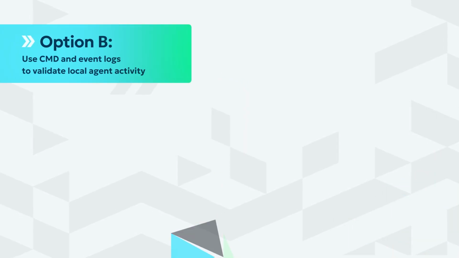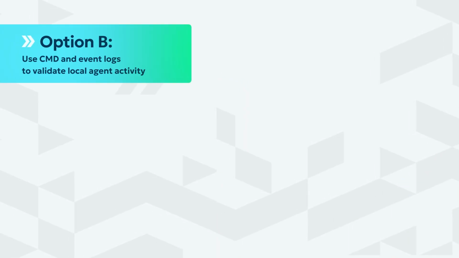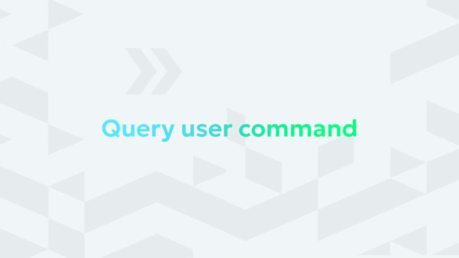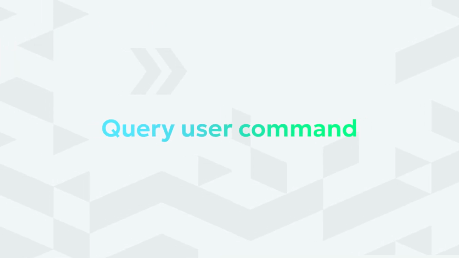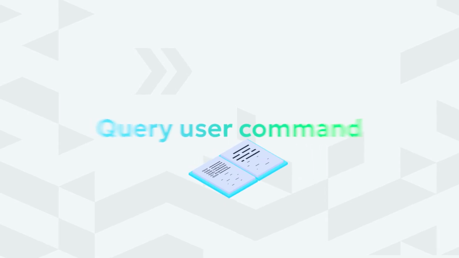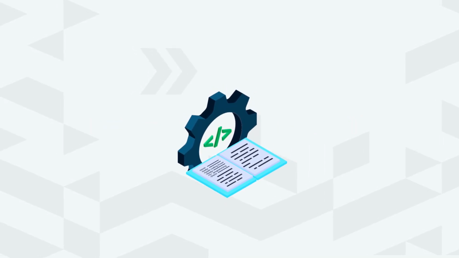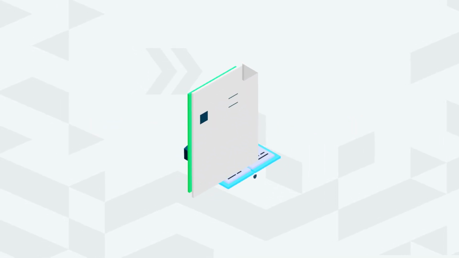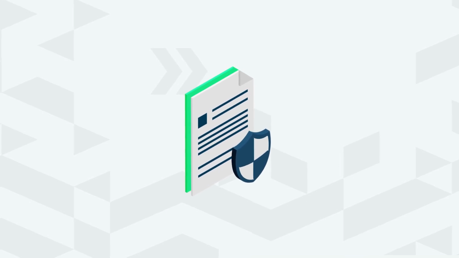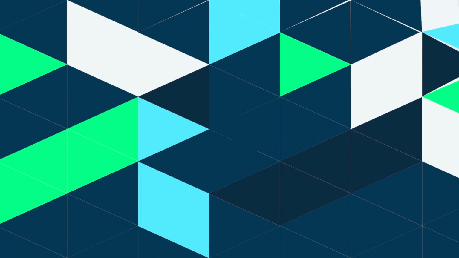Option B. Use CMD and event logs to validate local agent activity. For the second option, list active sessions using the Query User command. Check the provisioning script's success via logs and review the Windows Security event log for recent account changes.